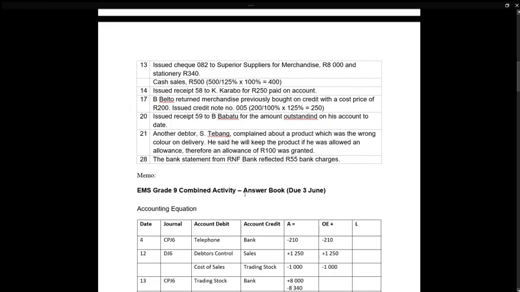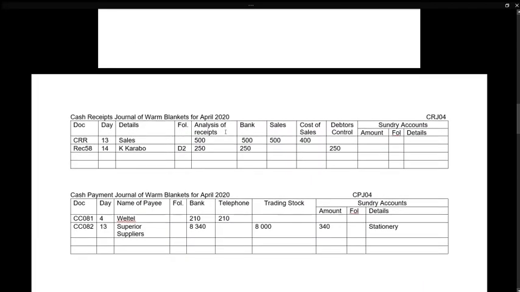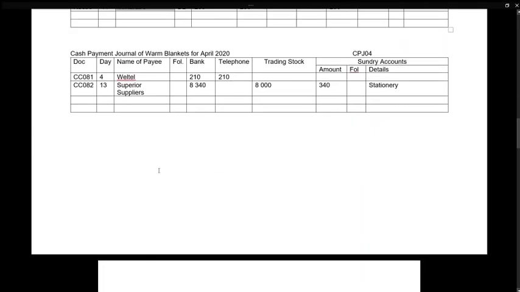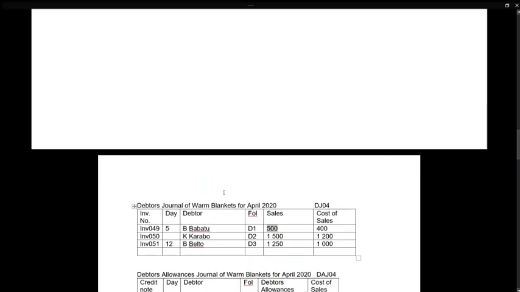next transaction took place on the 20th. Issued receipt 59 to B. Babatu for the amount outstanding on his account to date. Let's quickly calculate what B. Babatu owes us. I can't remember that we received anything from B. Babatu. No, we did not. So we need to go to our debtors journal. B. Babatu owes us 500 Rand. So therefore we receive 500 Rand from B. Babatu now.